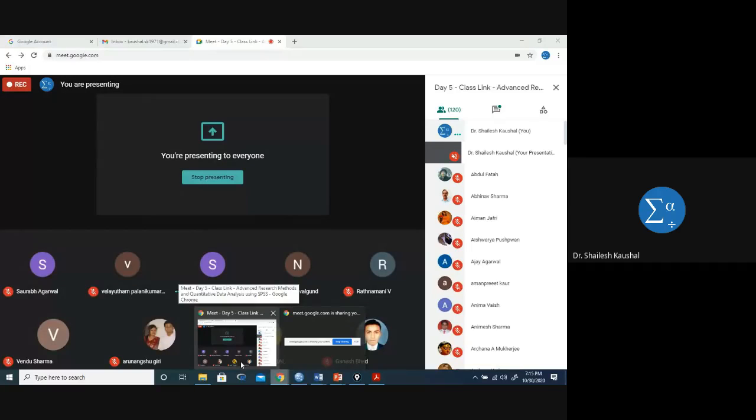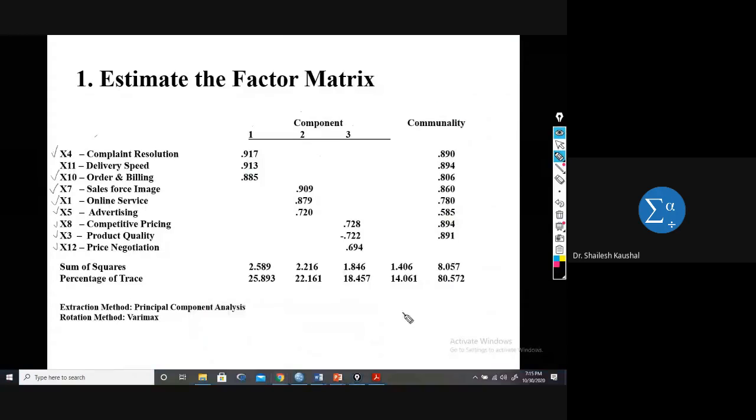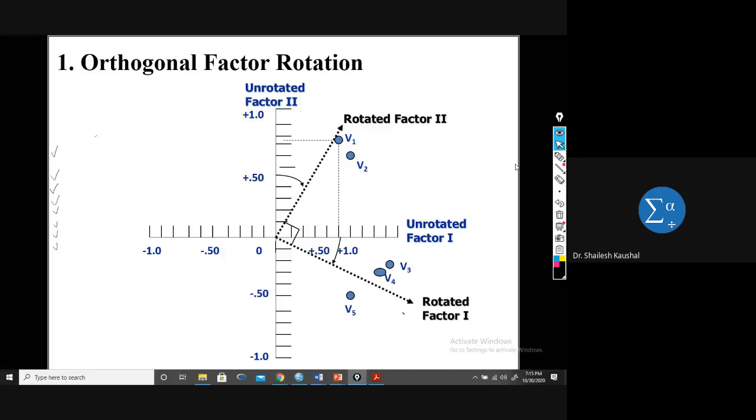Then after conducting the exploratory factor analysis, you need to conduct the confirmatory factor analysis also, for validity testing.